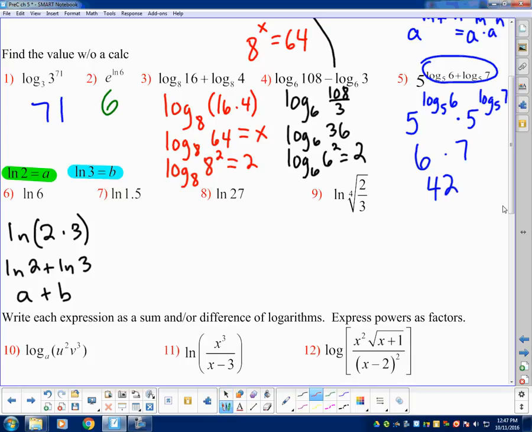This one's not as obvious. ln of 1.5, I think it will be easier to see once I rewrite this as ln of 3 over 2. Not real obvious, ln of 1.5. But how are we going to involve 3's and 2's in this? Well, if you think of it as ln of 3 over 2, then we have ln of 3 minus ln of 2 according to the quotient law. And ln of 3 was b, and ln of 2 was a, so I have b minus a for that one.